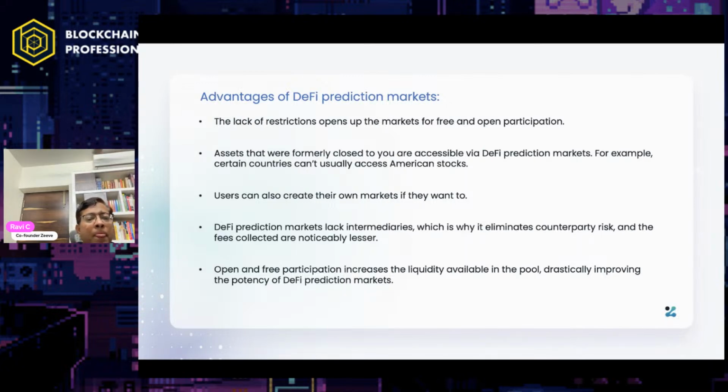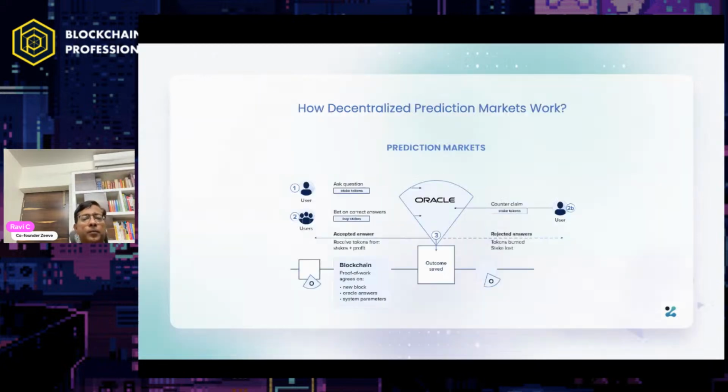You can create your own markets, so it's smart contract driven. You can actually create your own market if you want to do that. If you want to do that in a traditional prediction market, it's going to be a very expensive and time driven exercise as compared to a DeFi market. And there's a lack of intermediaries, so much better settlements, much better efficiency, so reduced cost and improved liquidity.